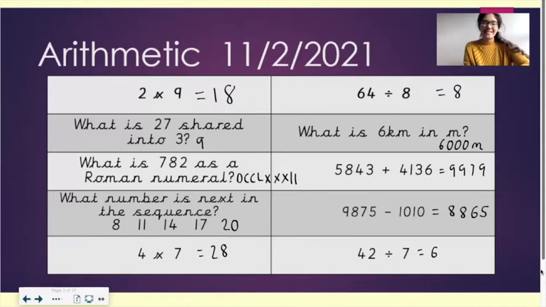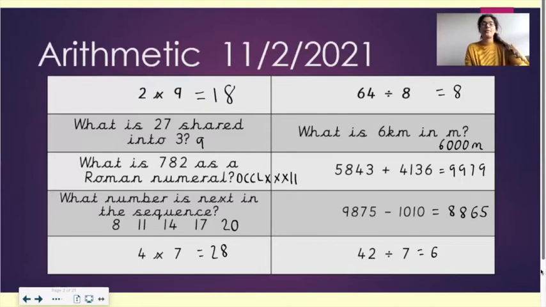What number is next in the sequence? 8, 11, 14, 17, 20. 4 times 7 equals 28. 64 divided by 8 equals 8. What is 6 kilometers in meters? 6,000 meters.